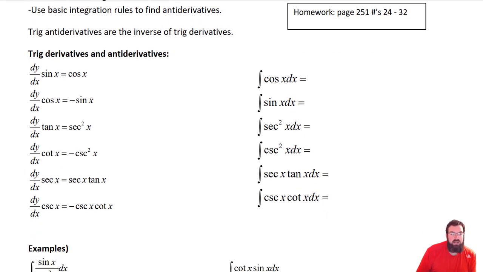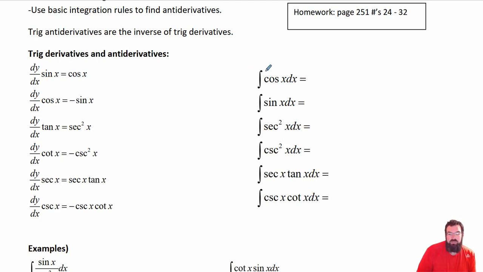On the left-hand side here, you can very clearly see that if I took the derivative of sine with respect to x, I get cosine, and then the derivative of cosine, I get negative sine, and so on. These are things that you should know. You have to know. There's obviously no formula sheet or reference sheet.